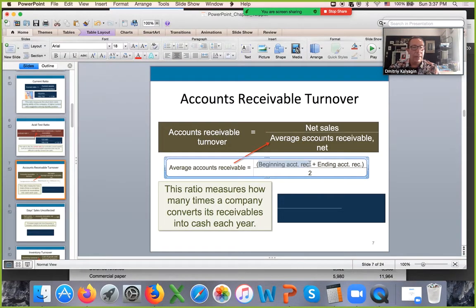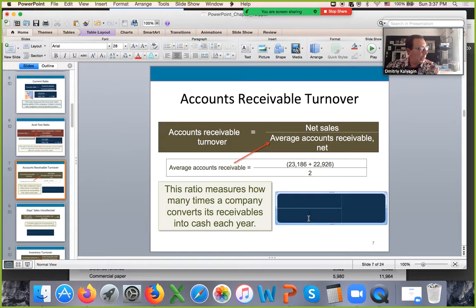So we're going to take beginning accounts receivables, which is 23,186, that's last year, plus ending accounts receivables, which is the balance for this year, and it's 22,926, and we're going to divide it by 2. So I'm going to get here, when I divide it, 23,056. So $23 billion is the average AR that goes into the denominator.